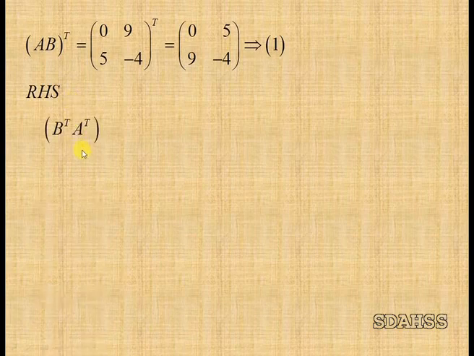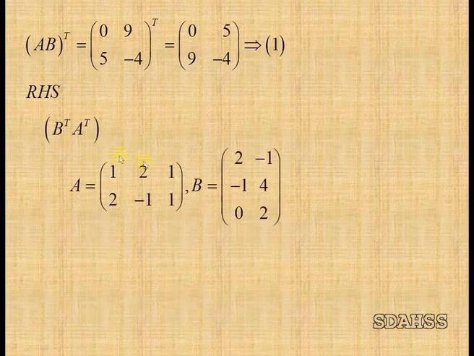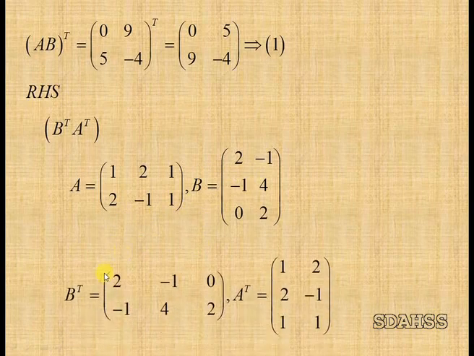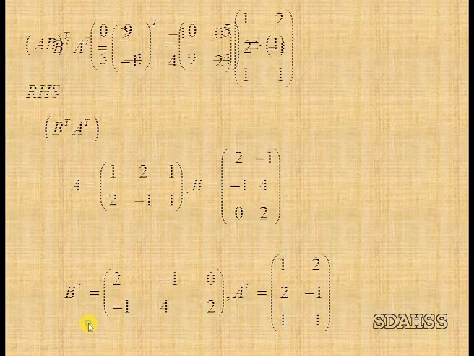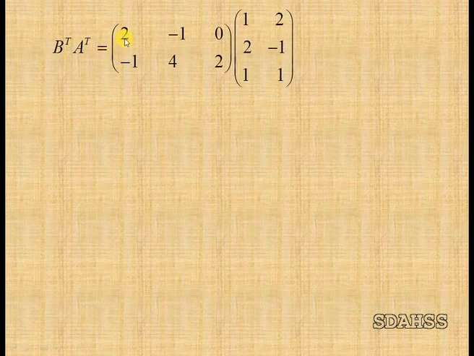RHS is B transpose into A transpose. Interchange the rows into columns. First you find B transpose, which is equal to the first row into first column, second row into second column and third row into third column. Similarly A transpose is equal to interchange first row into first column and the second row into second column. Then multiply B transpose into A transpose, which is equal to [2 -1 0; -1 4 2] times [1 2; 2 -1; 1 1].